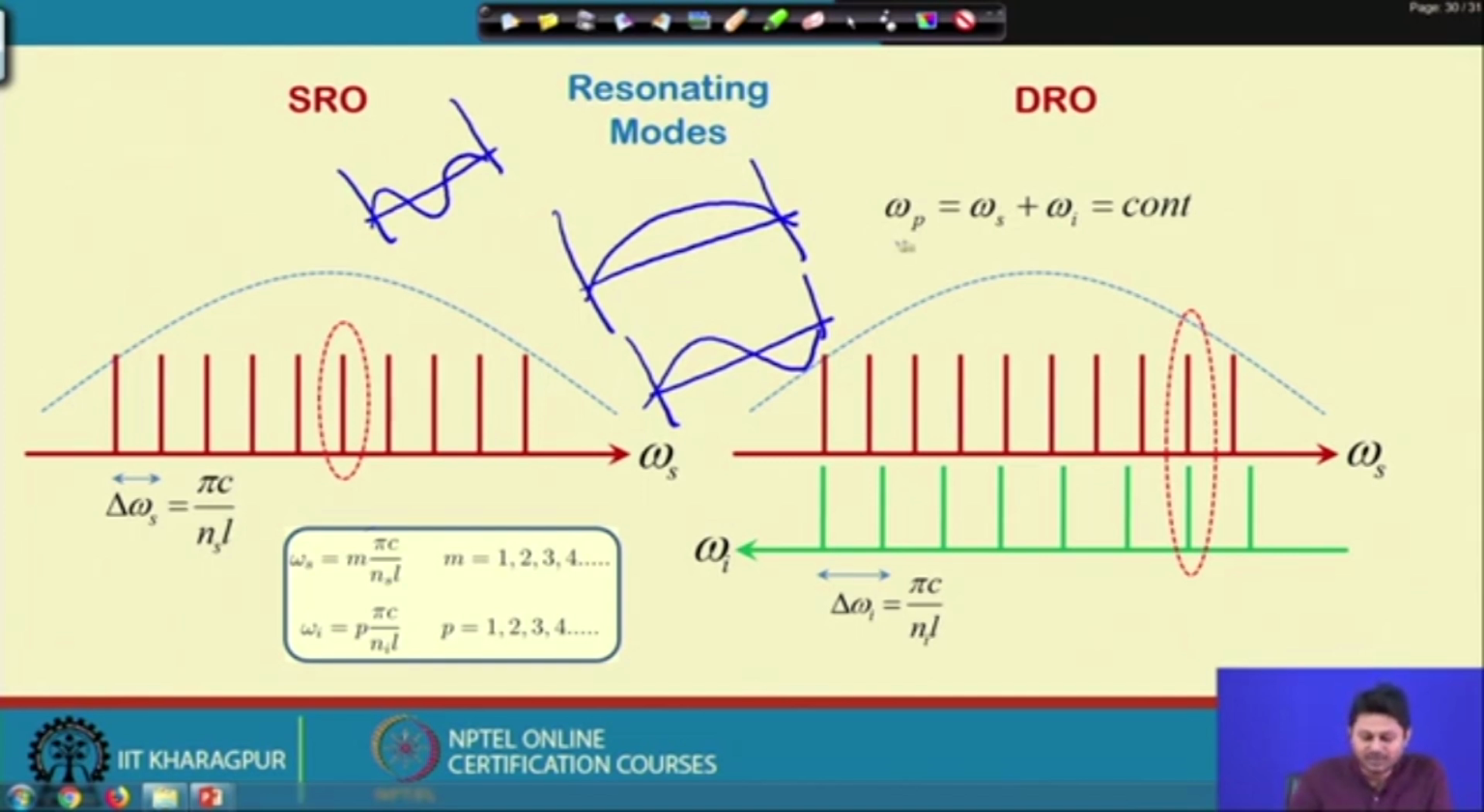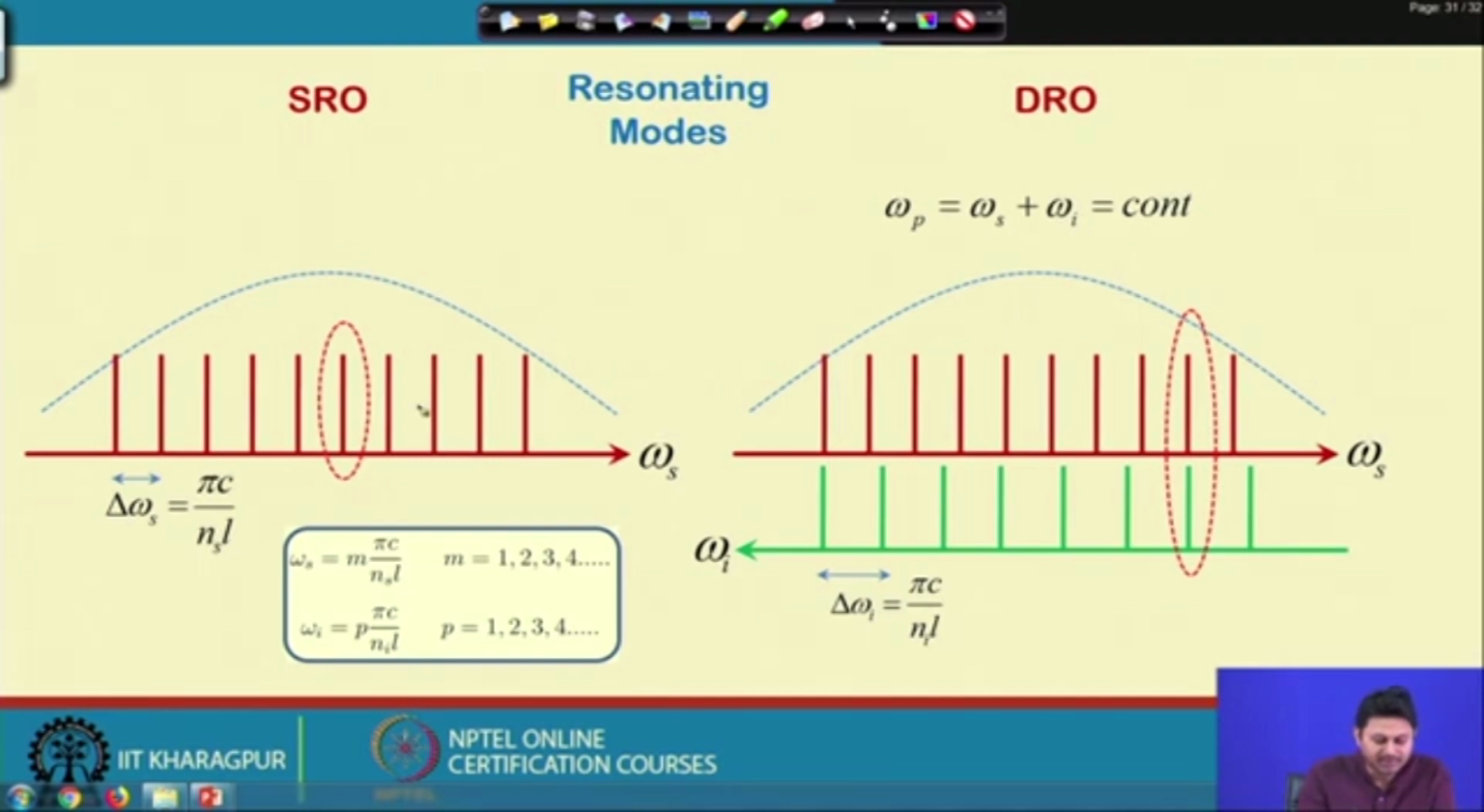So, omega p is divided into two frequencies, omega s and omega i, and the relationship is that omega p is constant. So, omega s plus omega i has to be constant, but there are infinite ways that omega i and omega s can sum to a constant. So, omega s can have different values, and these different values are nothing but these different modes, as well as omega i, but their summation is constant. So, if I consider only one case in SRO, where we have one resonating condition.